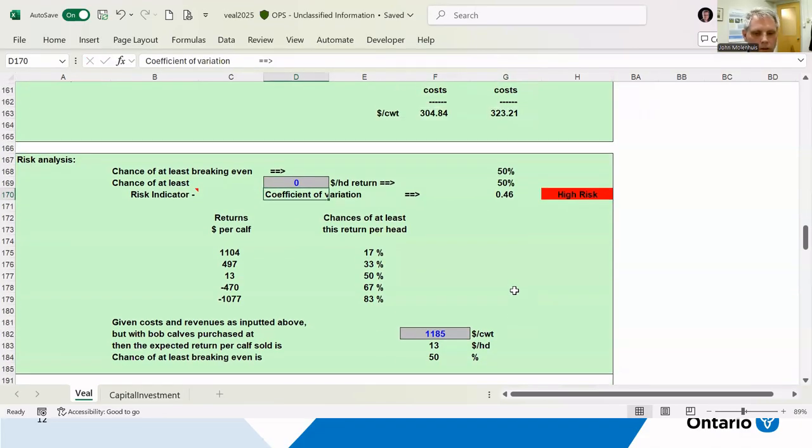Another little calculator on the bottom here is where you can start making some assessments. What if I'm paying $2,200? You can guess what's going to happen to the expected return per calf if I put $2,200 in here. It's assuming that you've done everything you can on the market side of things and the cost side of things. So just changing the calf price, you see a significant change in that expected return per head, right?